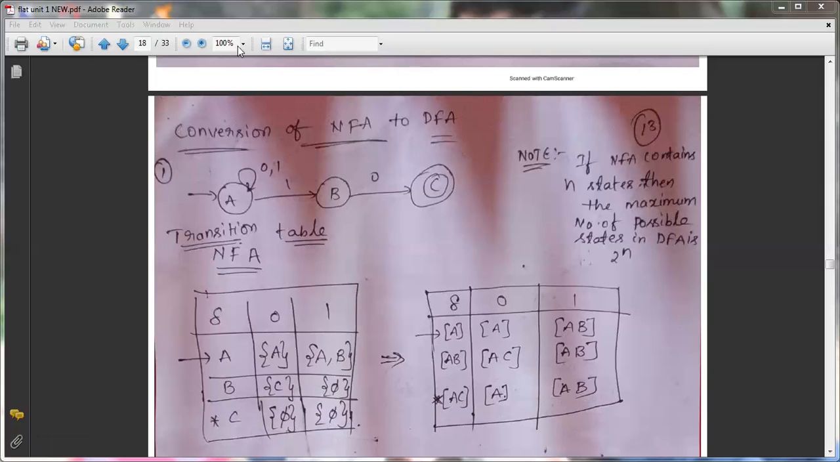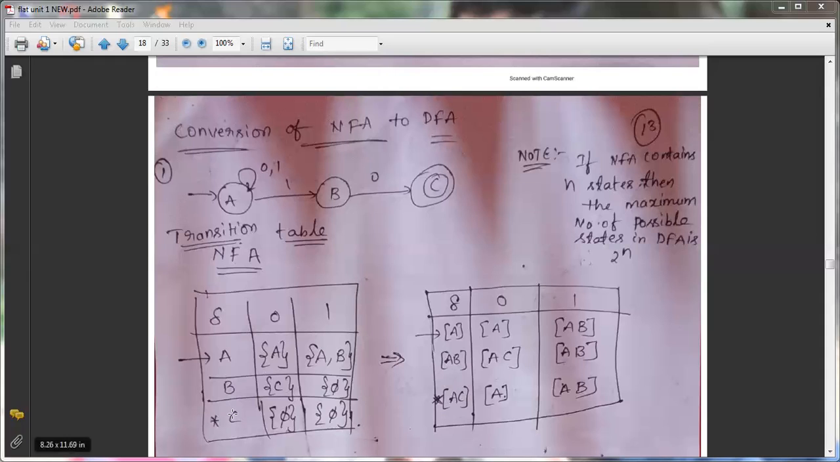Now see here, which is the initial state? Always the starting state will be the initial state. What is the starting state in the NFA? That will be the initial state in the DFA also. And what is the final state in the DFA? Because we are not having the same states, the same states will not be there in the DFA. What is the final state in the DFA?